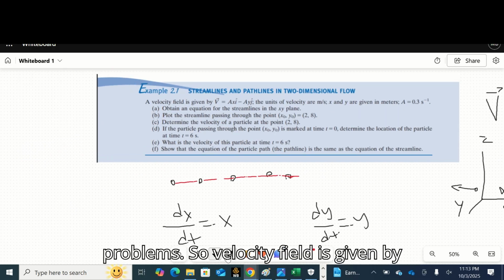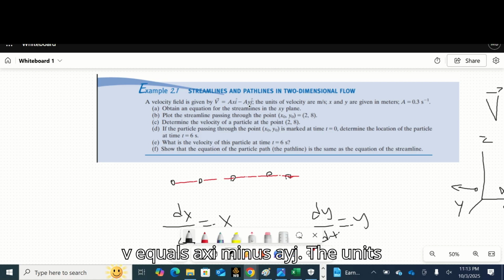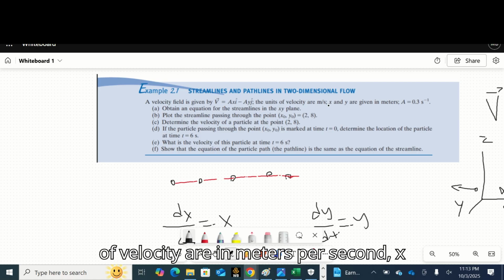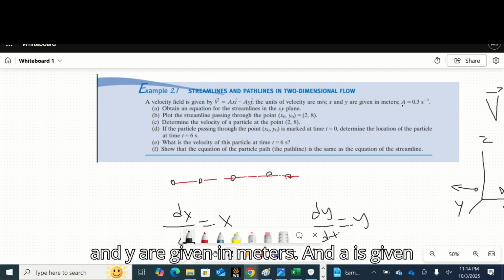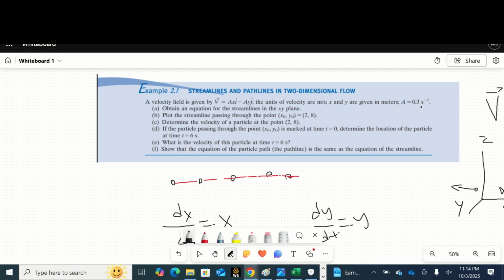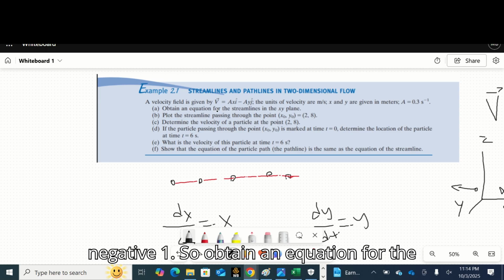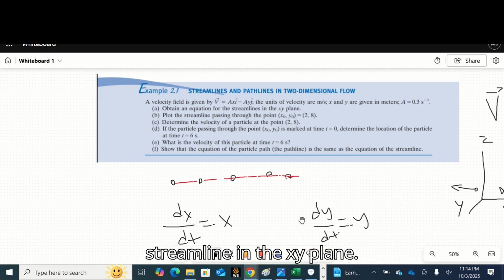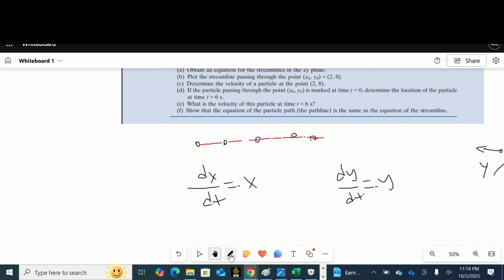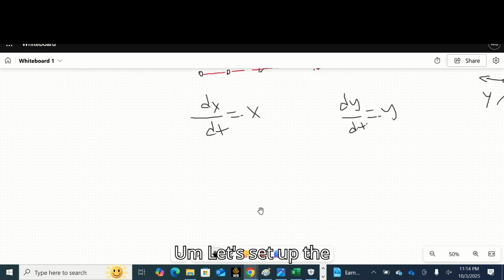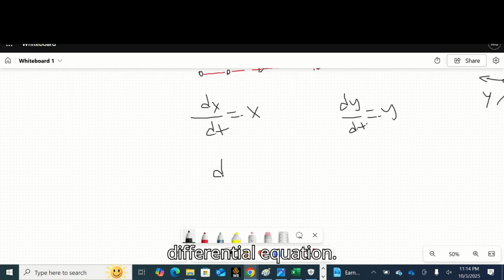So a velocity field is given by V equals axi minus ayj. The units of velocity are meters per second. x and y are given in meters, and a is given as 0.3 per second, or seconds raised to the -1. So obtain an equation for the streamline in the xy plane. Let's set up the differential equation.